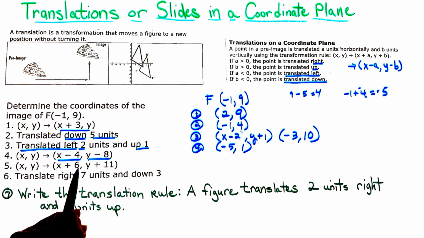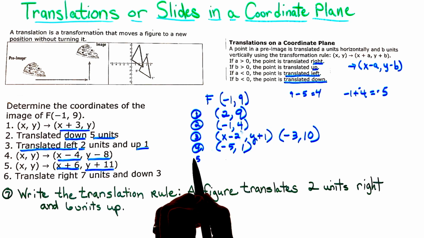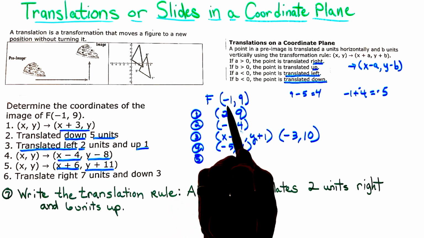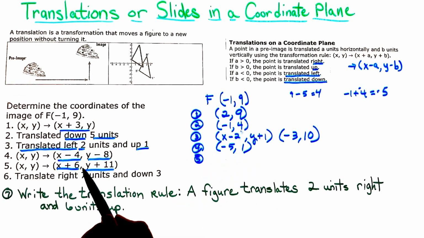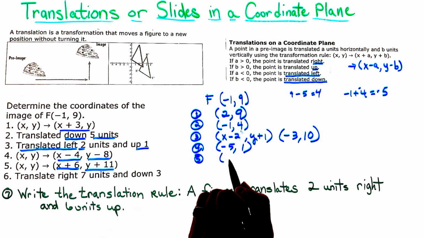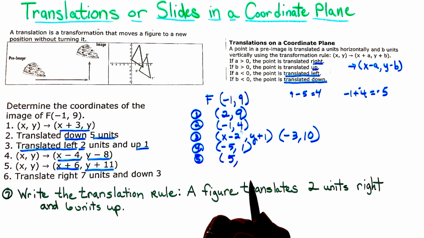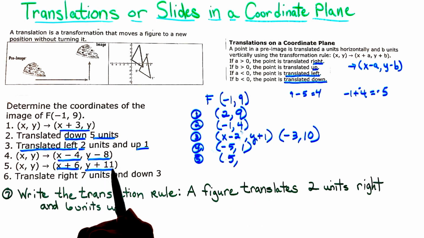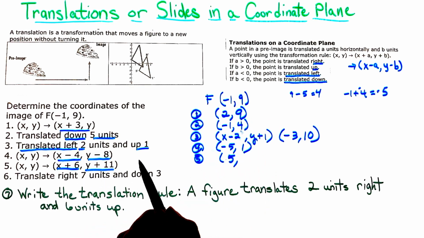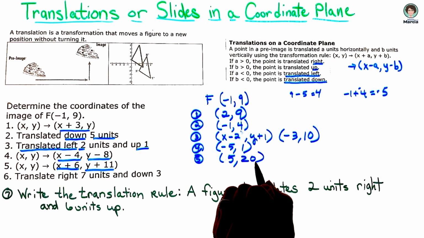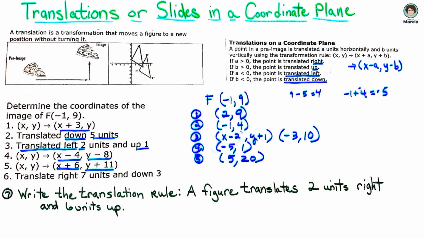Let's look at number 5. They do give us a rule. This time x is plus 6 and y is plus 11. So for number 5, I'm going to do -1 plus 6, we know is 5. And I'm going to do y plus 11. 9 plus 11 is 20. And there we go.